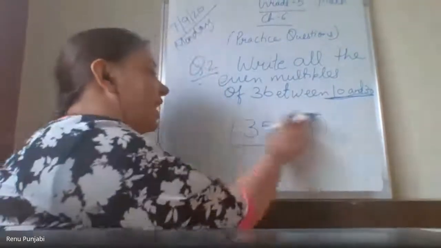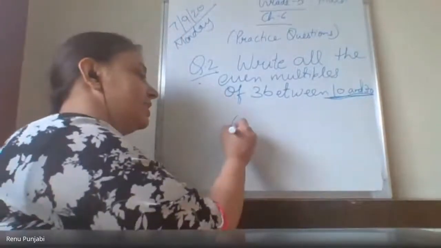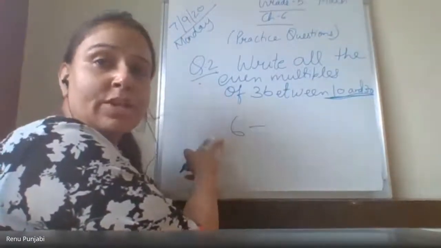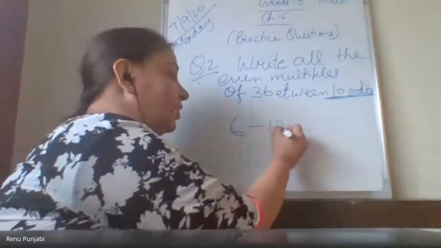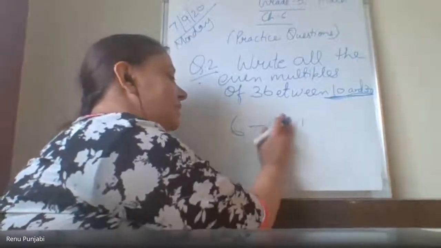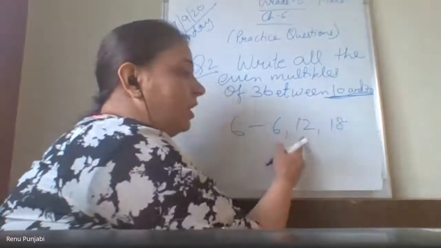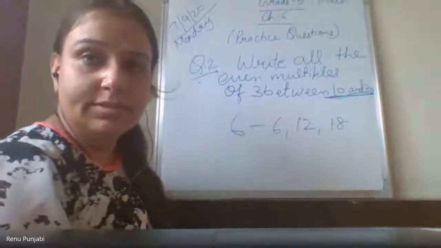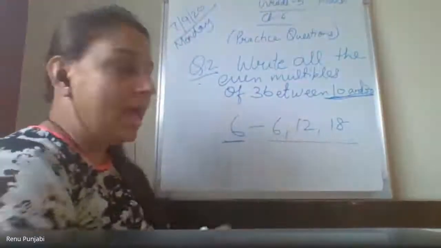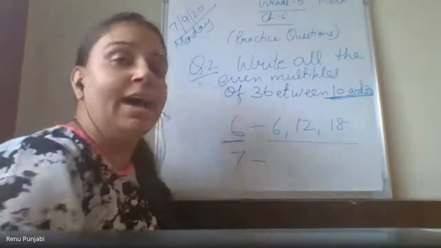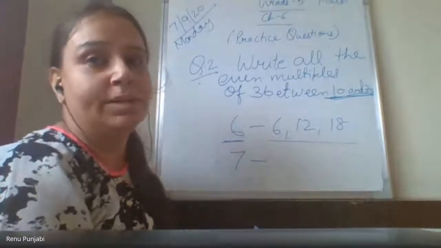So suppose I tell you to write the multiples of 6. 6 is an even number. When you write the multiples of 6, you will find that all the multiples, 6 ones are 6, 6 twos are 12, 6 threes are 18, are even. So an even number will always have even multiples, and an odd number will have one odd, one even, one odd, one even. This is the rule, right?